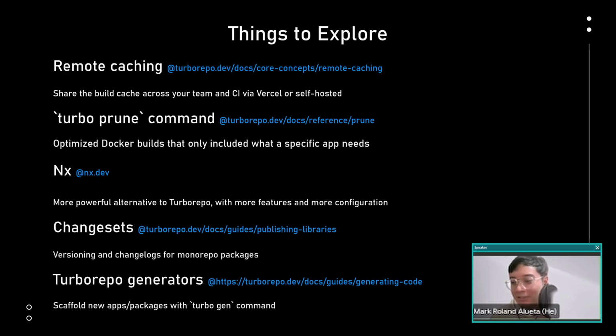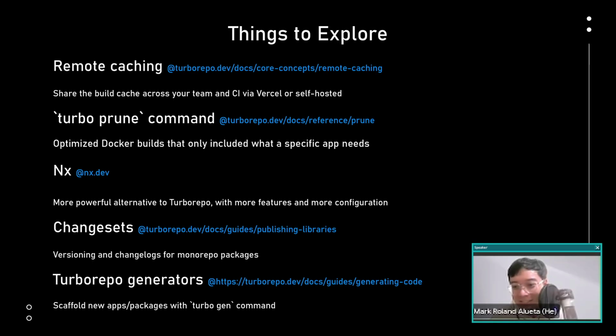Next is Nx. While Turborepo is open source, there is another competitor called Nx. Actually, I'm not really familiar with it. Nx is a more powerful alternative to Turborepo with more features and more configuration. Let's say Turborepo is for beginners and Nx is for the big stuff, for the big boys. This one also has a business model. So I guess if you want truly open source, you can just use Nx.